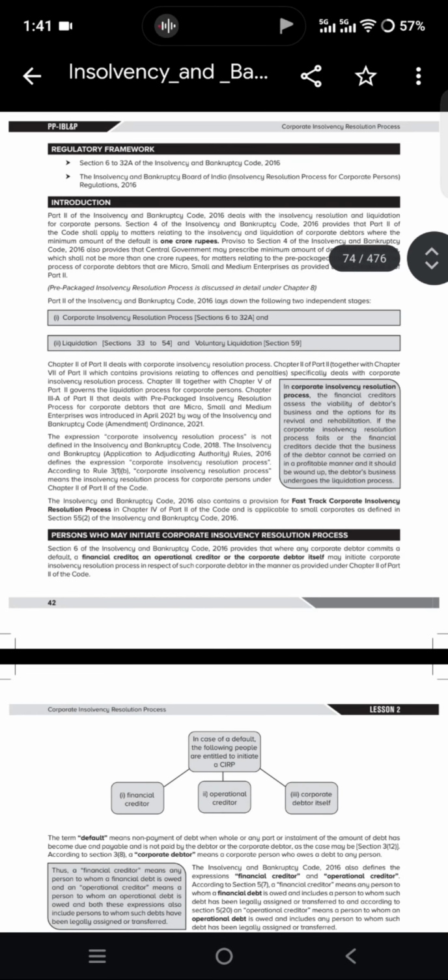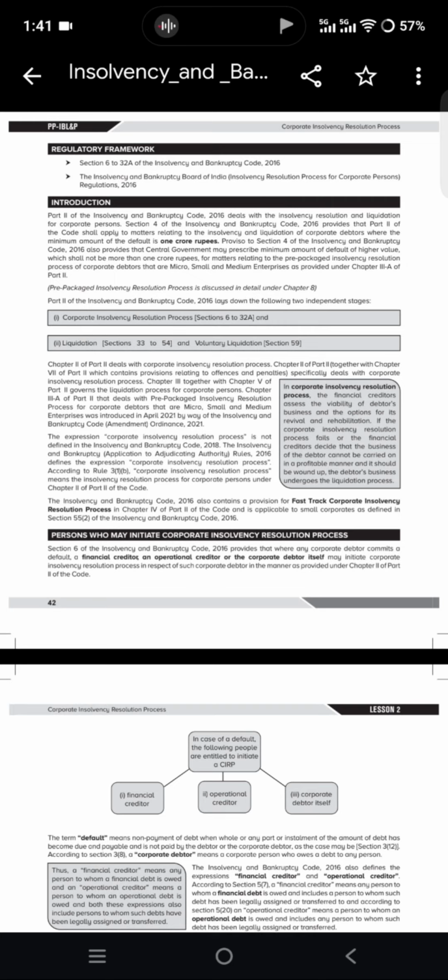IBC CIRP Chapter 2. According to Section 4 of the IBC Code, Part 2 of the code shall apply to matters relating to insolvency and liquidation of corporate debtors where the minimum amount of default is 1 crore. The proviso to Section 4 is for pre-packs, where a default of less than 1 crore is also allowed.